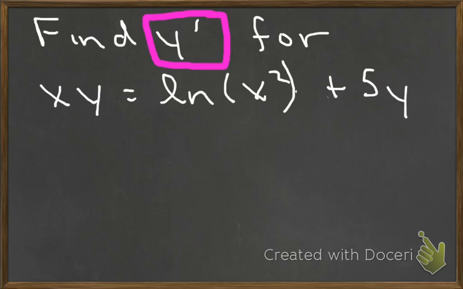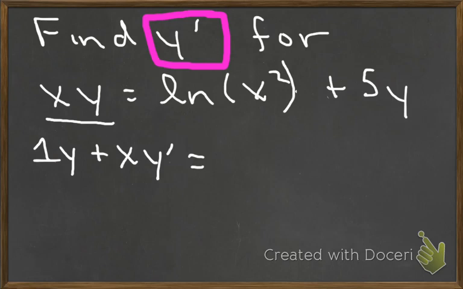So looking on the left, I see I have a product. So the product rule says take the derivative of the first, derivative of x is 1, times the second, so that's y, plus the first, times the derivative of y would be y prime. Now I need to set that equal to, now I need to do the derivative of the right-hand side.